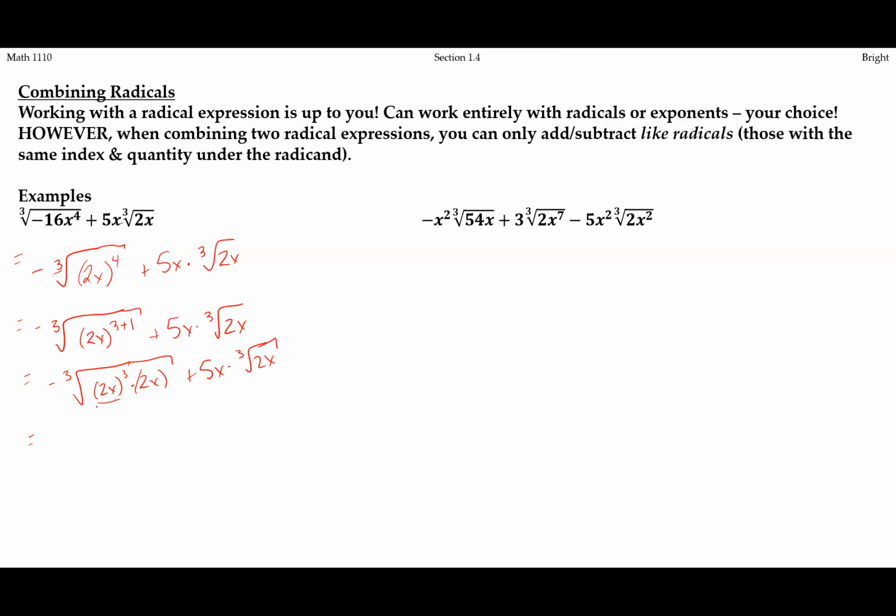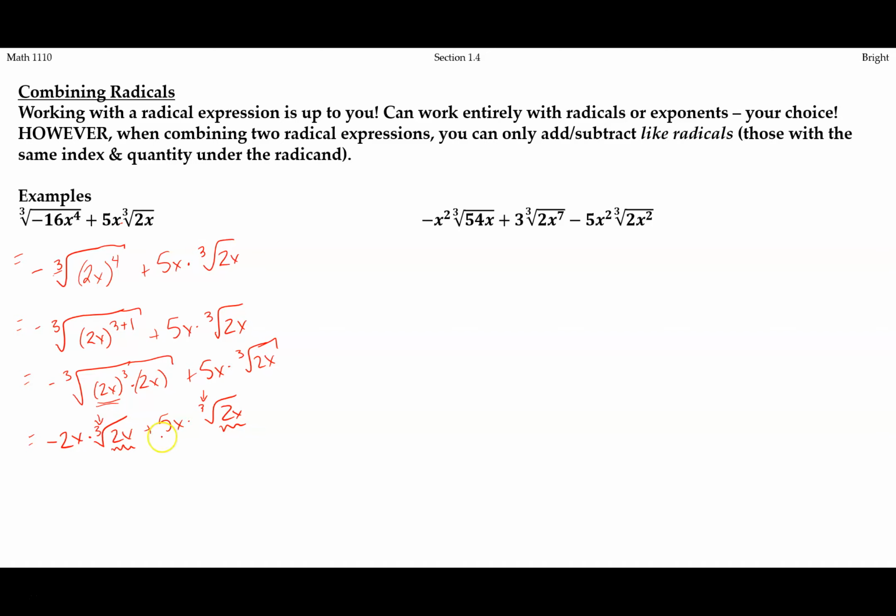This first factor here of 2x with an exponent of 3 on it would come outside, so I have minus 2x. The other one, unfortunately, stays underneath the radical, and then plus 5x times cube root 2x. Now I'm looking at the radicands. The radicands are the same, and the indices are the same. That's like saying I have a y at the end for both of these, so I can add them. They're going to be like terms.